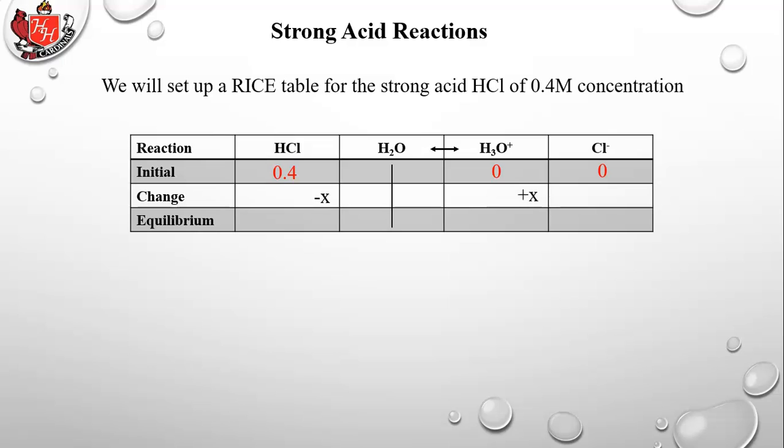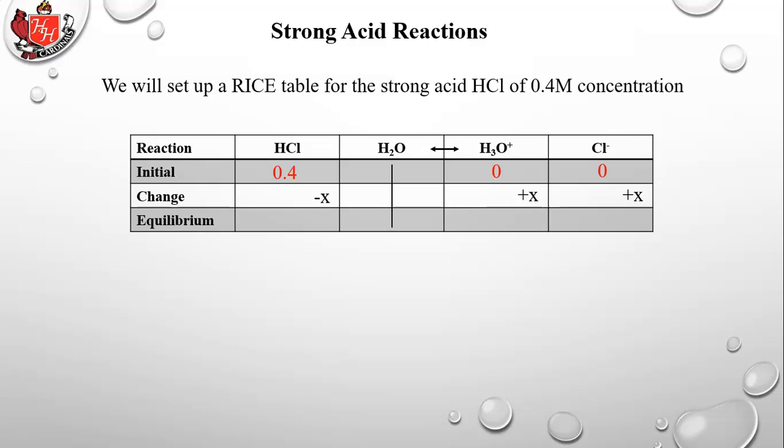On the product side, over on the right, it's plus x, because there's a 1 in front of H3O+, that's the coefficient, and it's increasing. It has to. It started at 0. It has nowhere to go but up, so it's going to be increasing. And the same with the chloride ion, and that's a plus x as well.